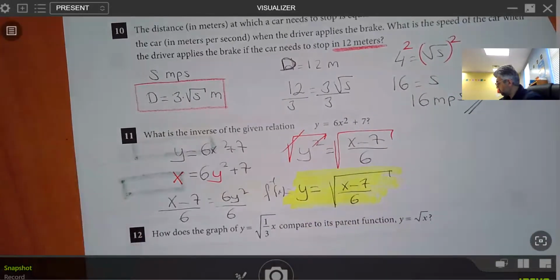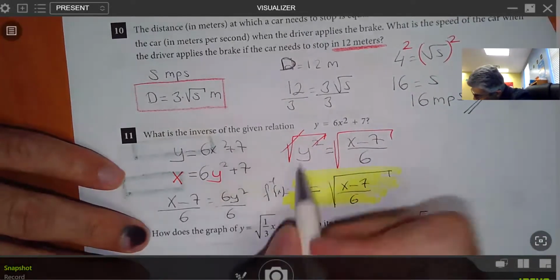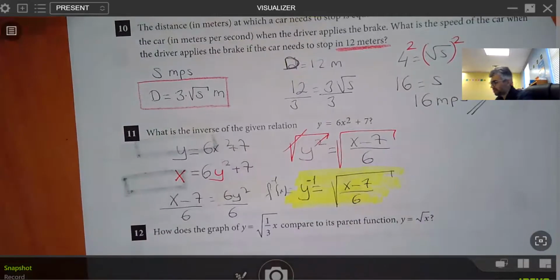This is the inverse relation. I can write like this. Is it clear? No domain, no range, just work on it.